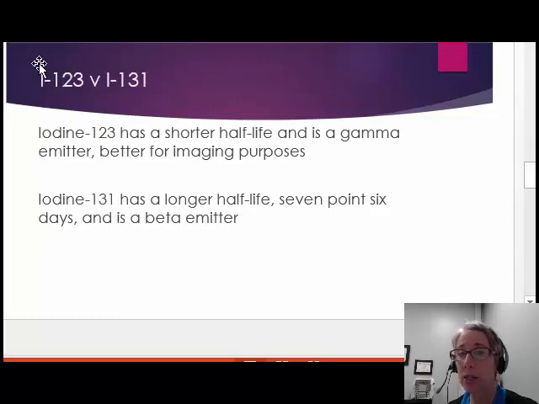Consider the difference between iodine 123 and iodine 131. Iodine 123 has a shorter half-life and is a gamma emitter, which is preferred for imaging purposes. Iodine 131 has a longer half-life at 7.6 days and is a beta emitter. It will last longer and emit less damaging radiation than iodine 123, so it is preferable for radiation therapy if this isotope is placed in the body.